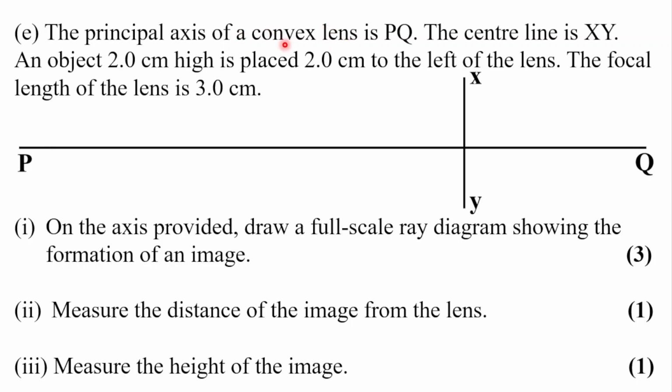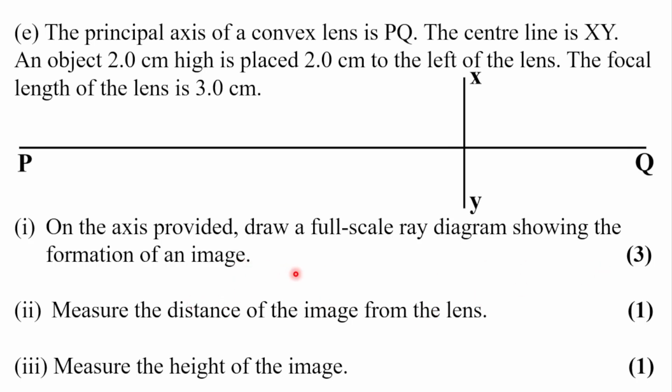convex lens, very important, is PQ. So PQ, that long line there, is the principal axis. It said the center line is XY, which is the center of the lens. An object 2 centimeters high is placed 2 centimeters to the left of the lens. The focal length of the lens is 3 centimeters. Now, on the axis provided, draw a full-scale ray diagram showing the formation of an image for part 1. That's 3 marks.